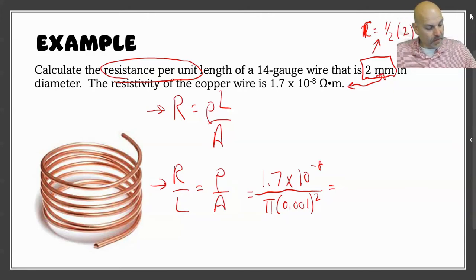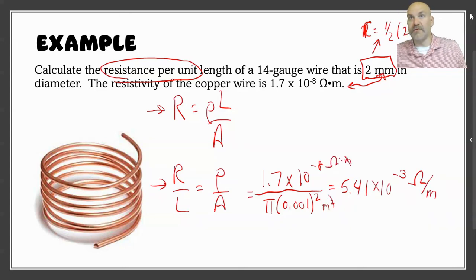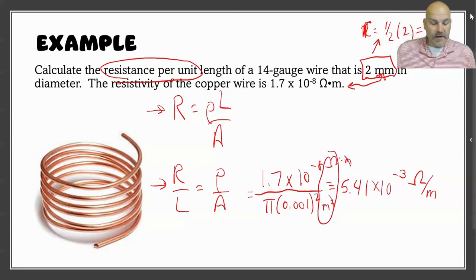We're going to do 1.7 times 10 to the negative 8th divided by pi times 0.001 squared, and that gives us a resistance per unit length of 5.41 times 10 to the negative 3 ohms per meter. Remember, this is going to be in ohms per meter. The area ends up in meters squared, so those cancel, and there's our ohms per meter, our resistance per unit length.